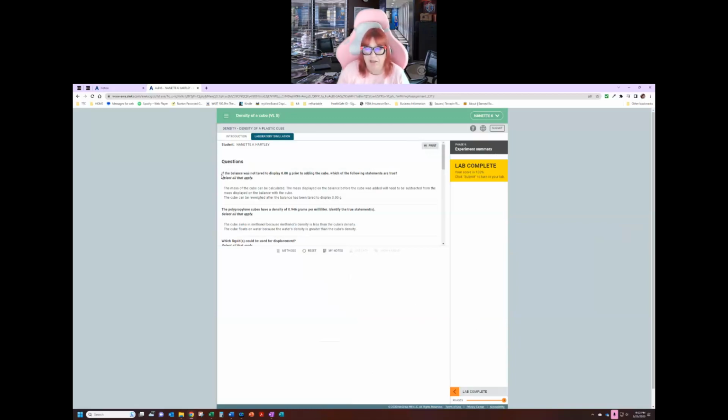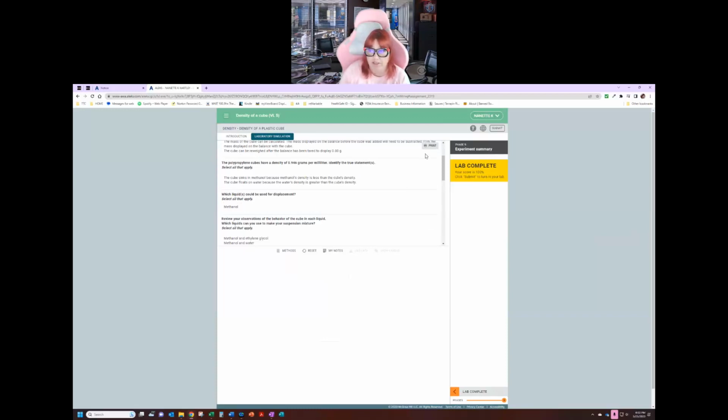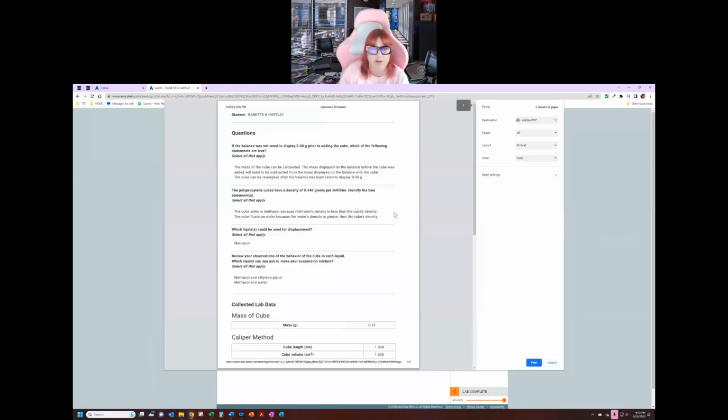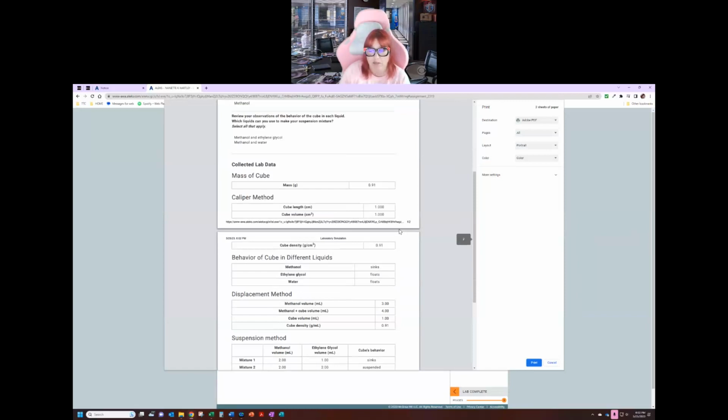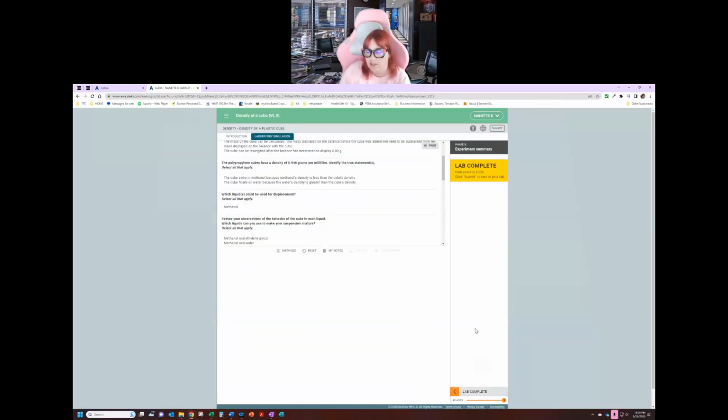Now, if the balance was not tared, what do we do? Okay, here are all the questions that they asked me, so I can print this entire thing. And this tells me everything that we did on this particular lab, but it does not show you that calculation. So you may get to the quiz and say, oh, great, I know how I calculated it. I don't remember how I calculated it. So that's why it's important that you record these things so you know how it was calculated. Then when you print this out, you can write that on here and you'll have everything you need to do that post lab.